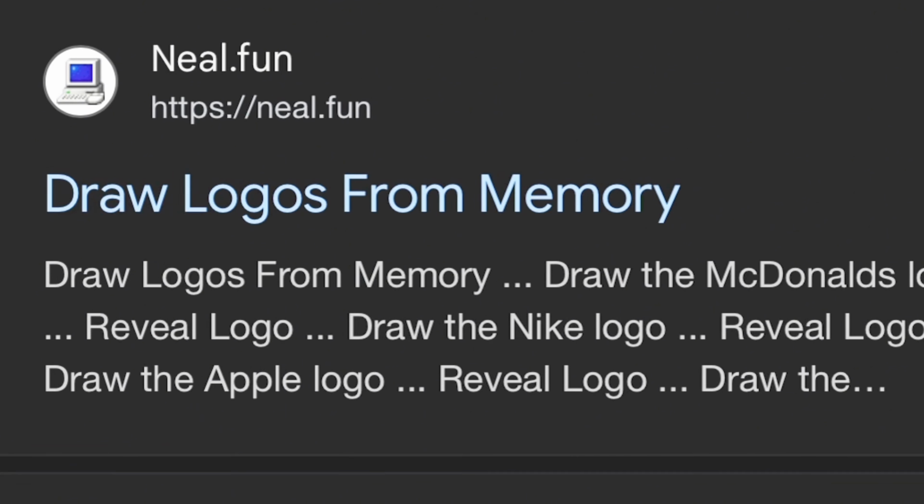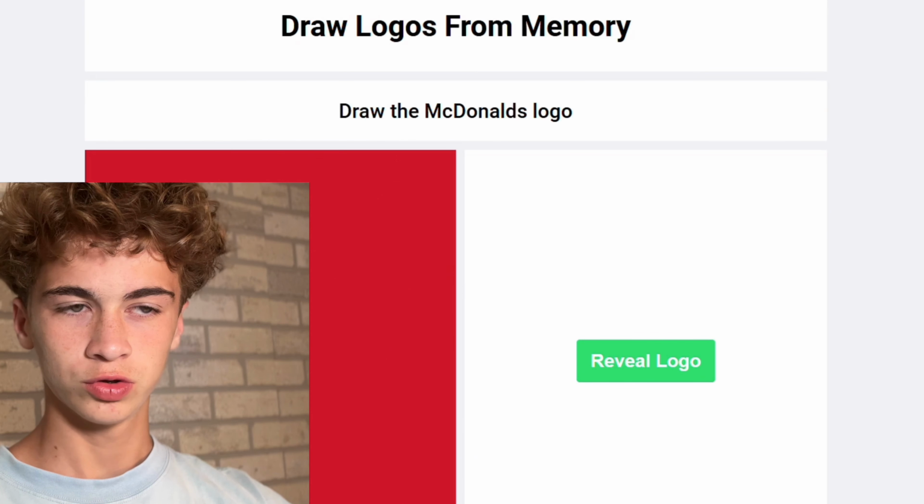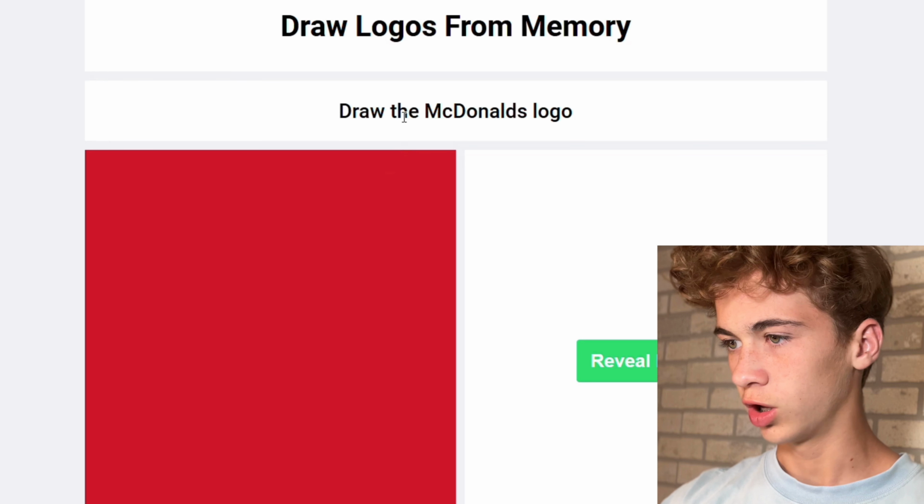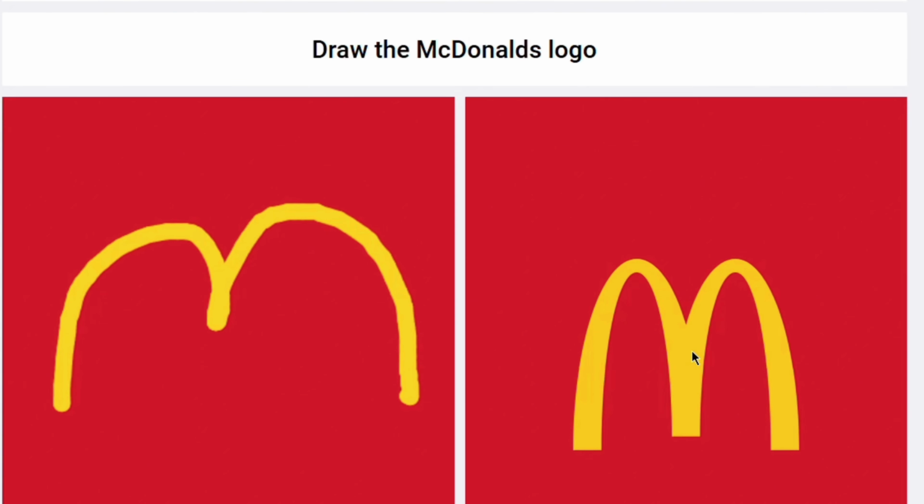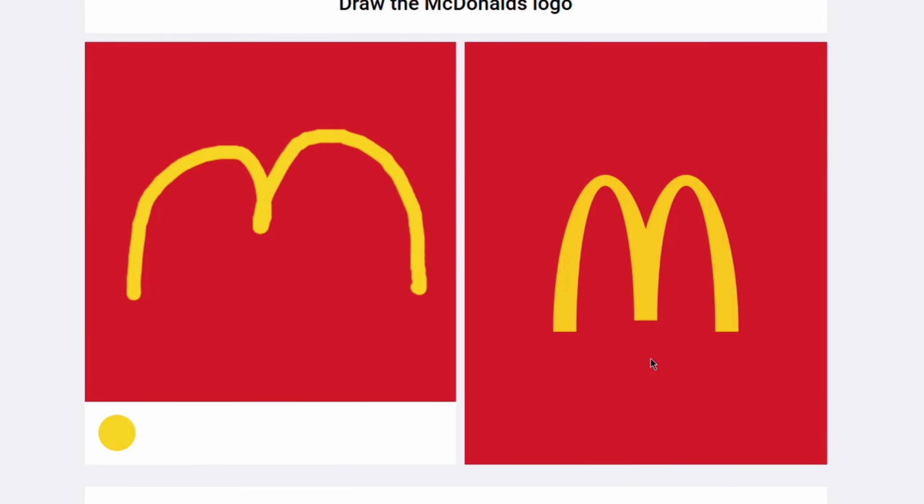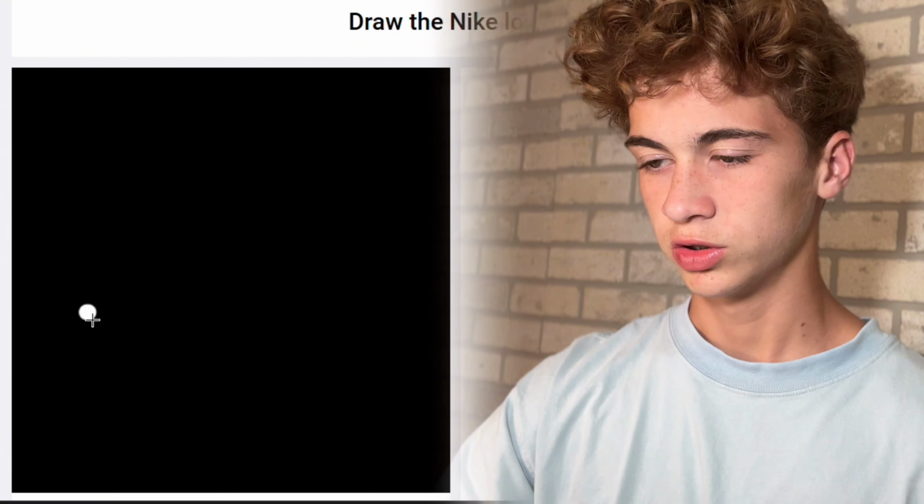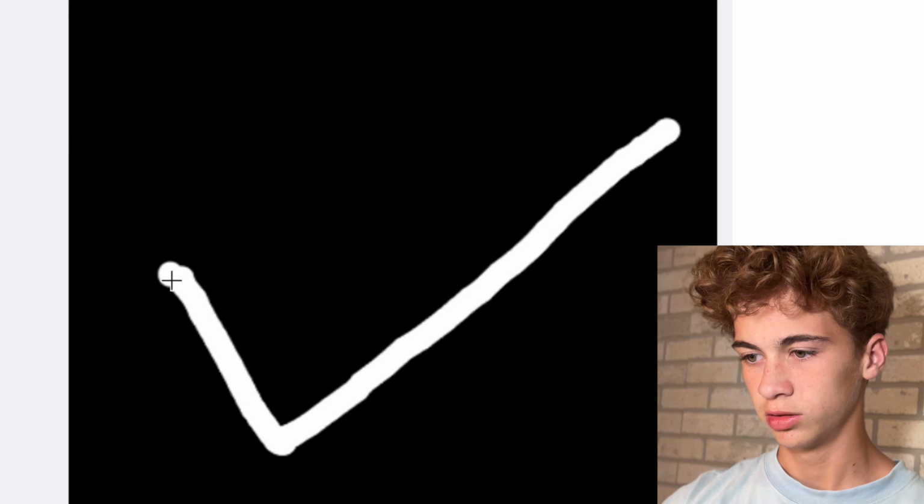Next up is draw logos from memory, where we're gonna be trying to draw logos from memory. Draw the McDonald's logo, just the letter M. Perfect. Reveal logo. Perfect. They look exactly alike. The Nike logo is just a little check mark. No, that's bad. It's supposed to be a circular check mark.